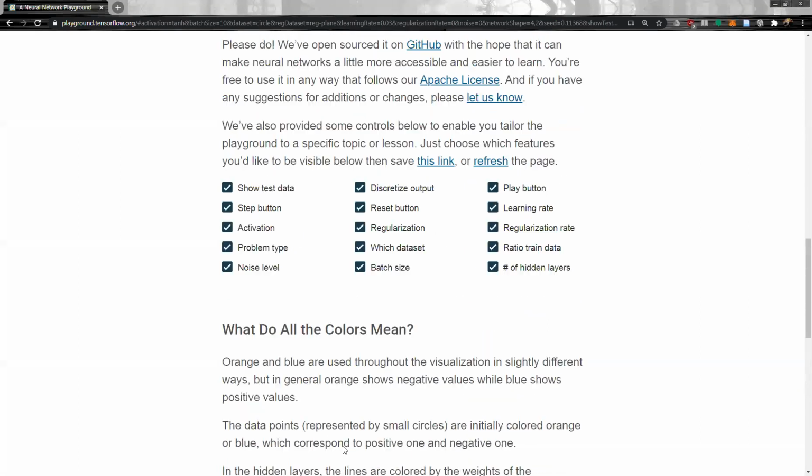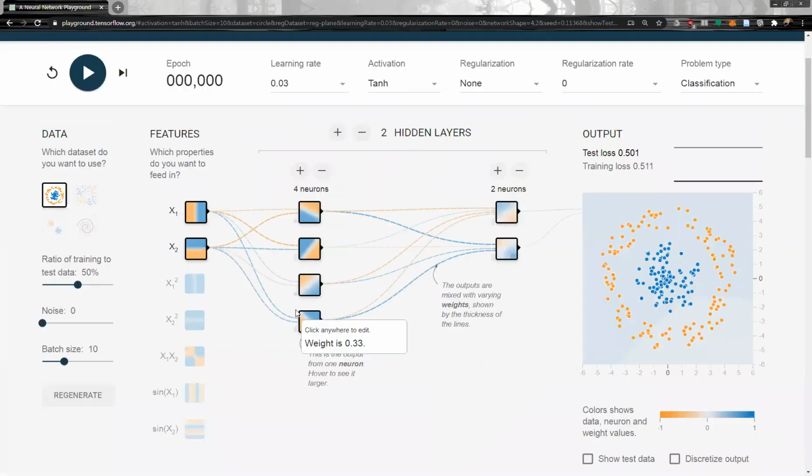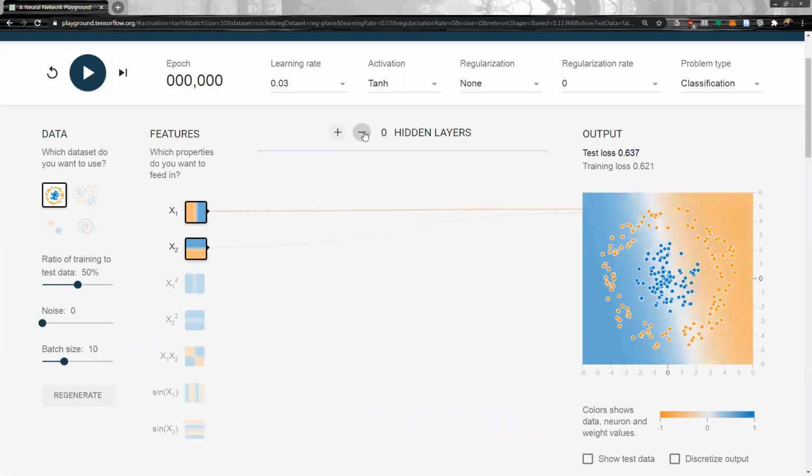Okay, so let's try it. So let's try to remove all hidden layers. Okay, zero hidden layers here. And then let's remove all the data.